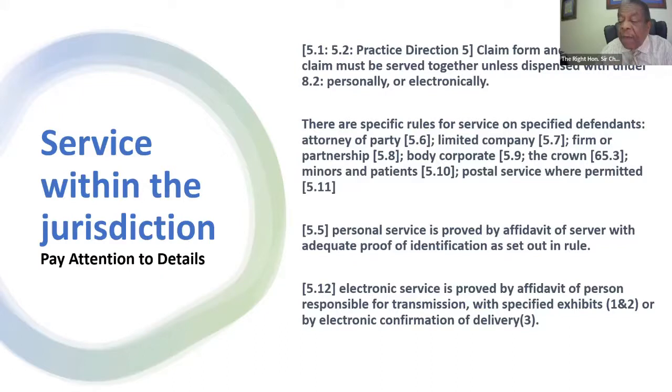What's important to recall, and why the attention to the details of the rules is so important, is that there are specific rules for service and specified defendants. So you serve an attorney of a party and a limited company separately, with different regulatory frameworks. Personal service must be proved by affidavit of the server with adequate proof of identification as set out in the rules. And electronic service is proved by the affidavit of the person responsible for transmission with specified exhibits, or even by an electronic confirmation of delivery as set out in the rules.